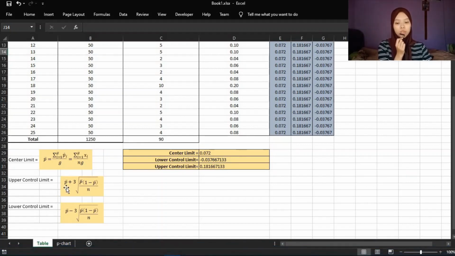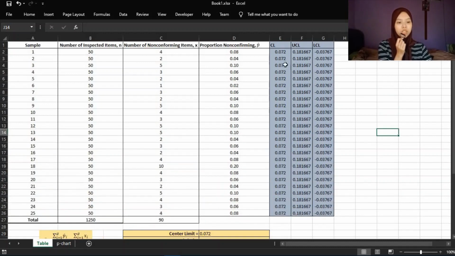And for the upper control limit, P bar plus 3 square root of P bar times 1 minus P bar over n, we got 0.181667133. And for the lower control limit, negative 0.0376667133. And then I put them in this column.